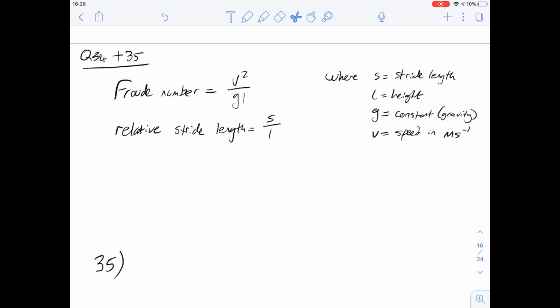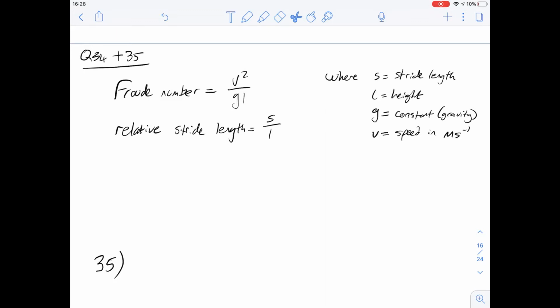third section of the orange booklet. This is a question about dinosaur locomotion, and we're told about two things. We're told about the Froude number and the relative stride length, and there's a graph, figure 1, which shows the relationship between the two. And then figure 2 goes on to explain in a diagram where some of those letters come from. So I've written those out here, and let's start with question 34.